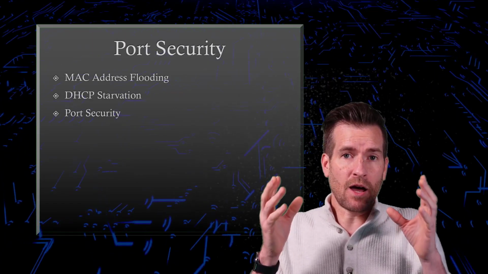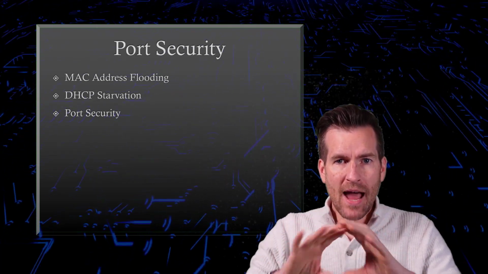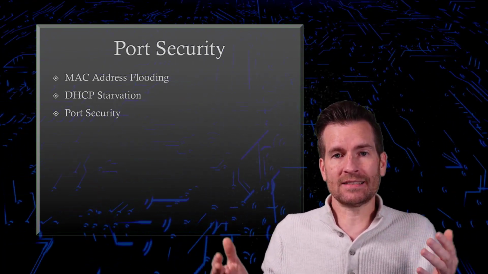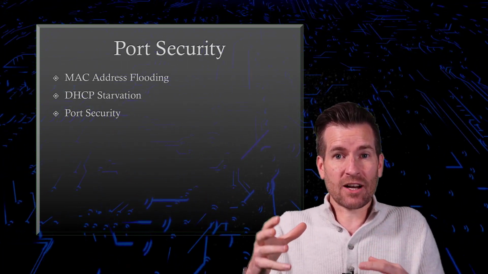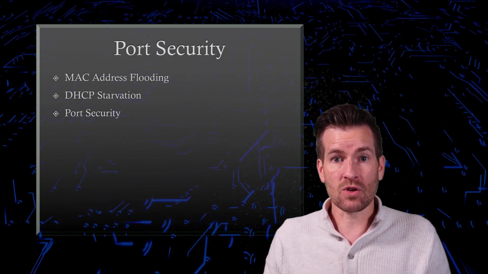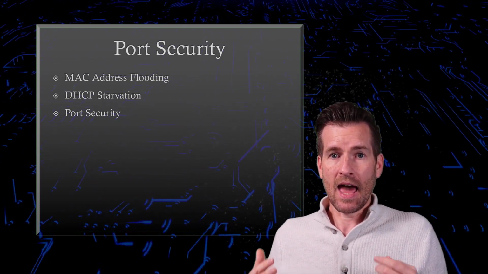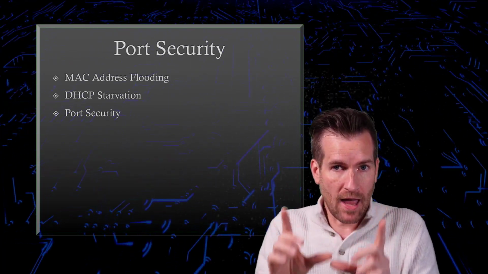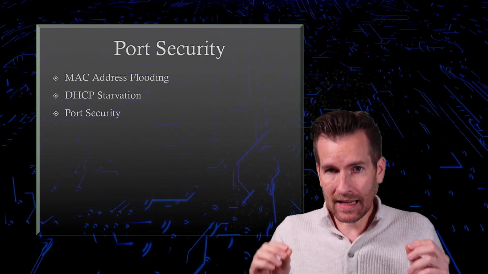In this video, we talked about MAC address flooding, which is when an attacker fills up the MAC address table of a switch, turning it into a hub so it can see all the traffic across that switch. Then we talked about DHCP starvation, which is when an attacker tries to grab all of the available IP addresses in DHCP so no other devices can get onto the network, a type of denial of service attack. And then we got into port security and how we can limit those 2 attacks by limiting the number of MAC addresses that can be on any single port.